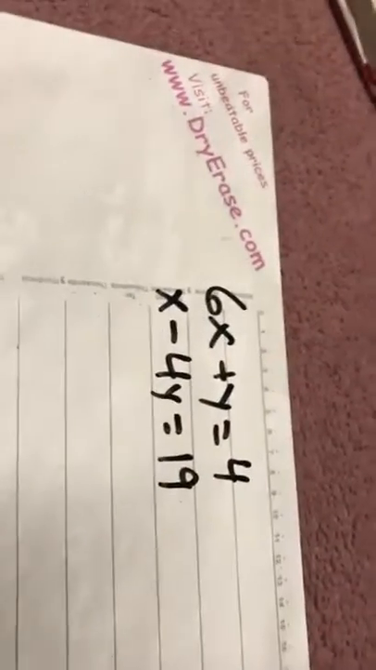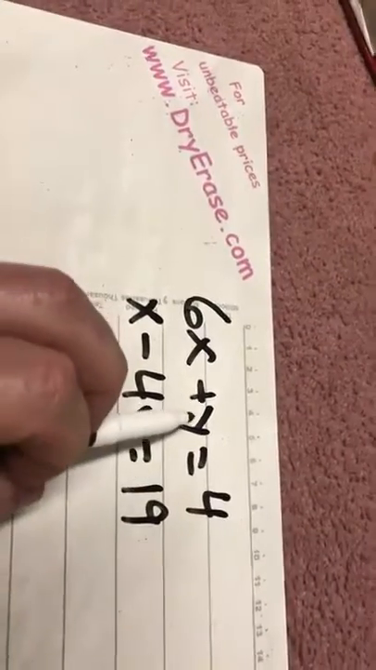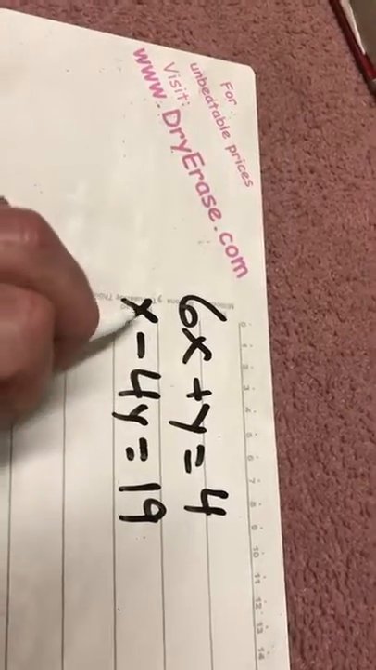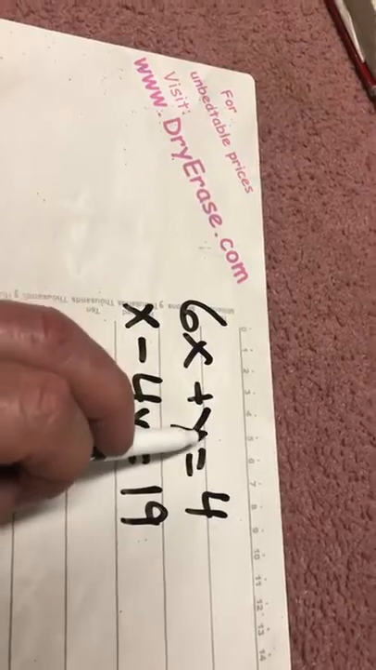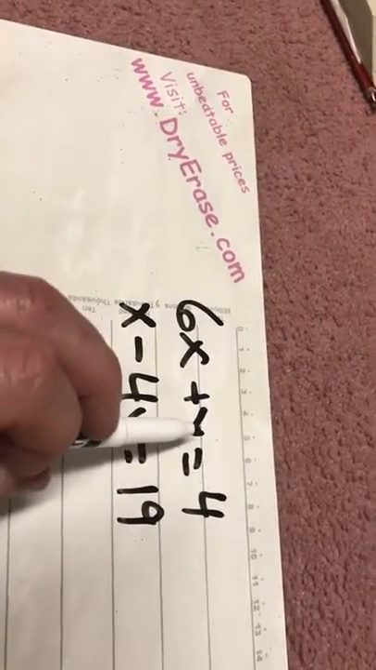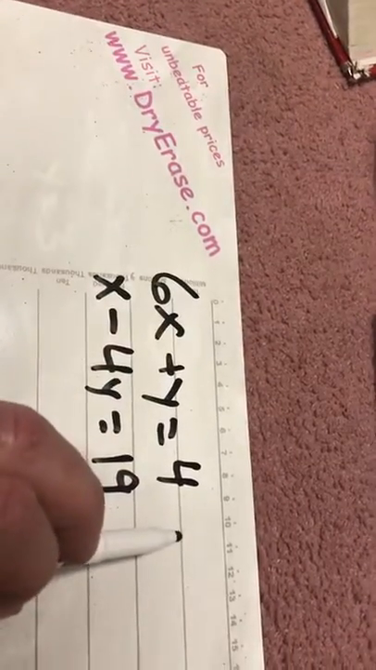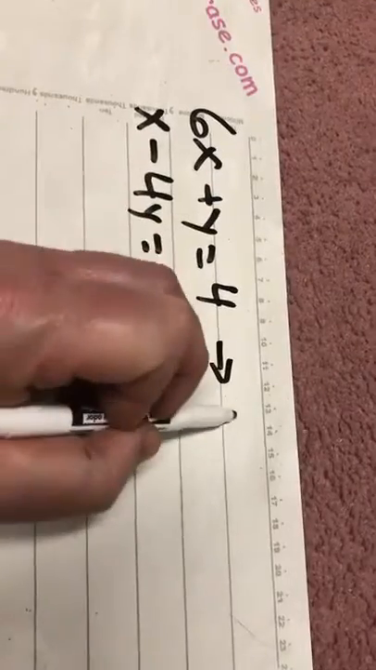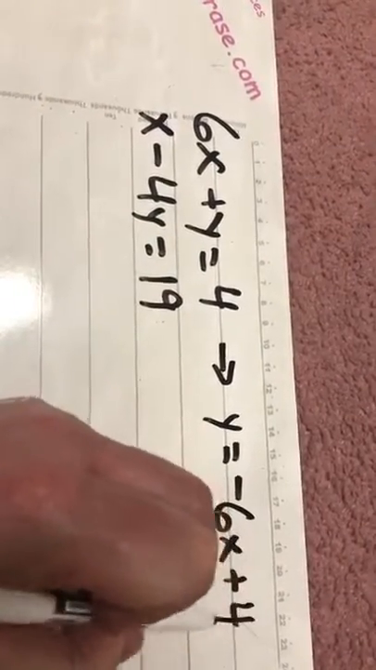All right, let's see what we want to do. This time I'm going to isolate the y. So I'm going to keep this y by itself. There's really not a bad option. I could either work with this y or work with this x. I'm going to choose to work with this y this time. I'm going to bring this 6x over here and make it a negative 6x. And that's going to leave me with y equals negative 6x plus 4.